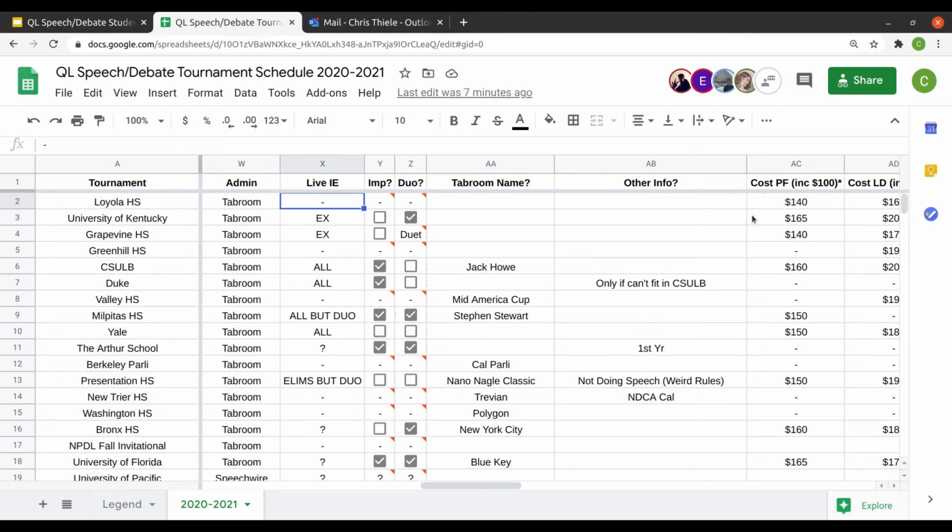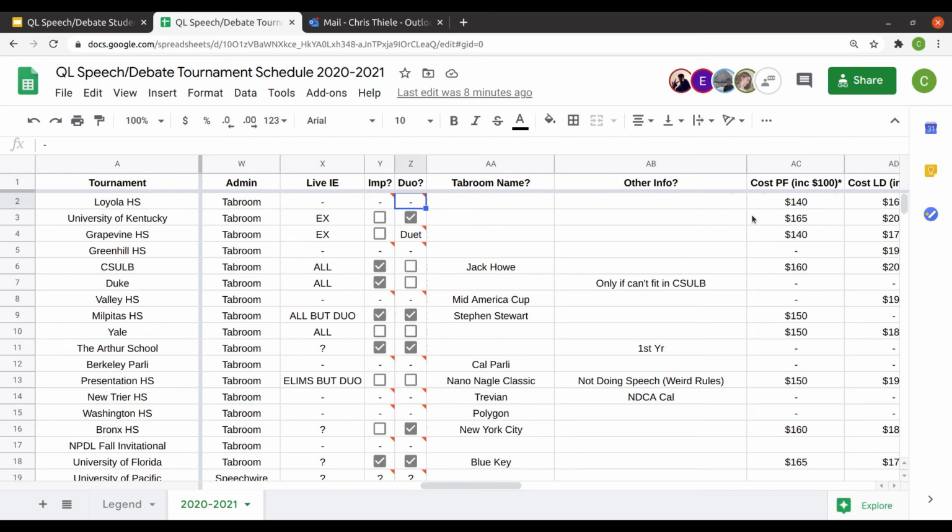Is it going to be live for IE? So IE's weird. Some tournaments are doing it where you submit a video in advance. Some tournaments are saying, no, you have to perform live at the tournament in front of a judge. Some tournaments are saying most are live or none are live, but some are going to be, and some have different rules here or there. And so this lets you know to plan: is this tournament going to be one that you're submitting a video in advance, or is it going to be one in which you actually have to show up and perform your piece multiple times that weekend?